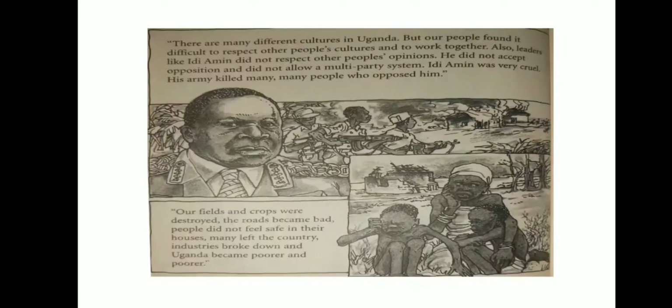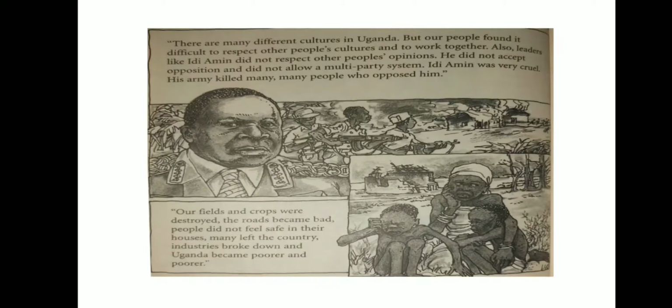Now, an example of a dictatorship was a president in Uganda. I think you have heard of him. There are many films made of him. His name was Idi Amin Dada. Now, let's just see what some of the people had to say about his rule.